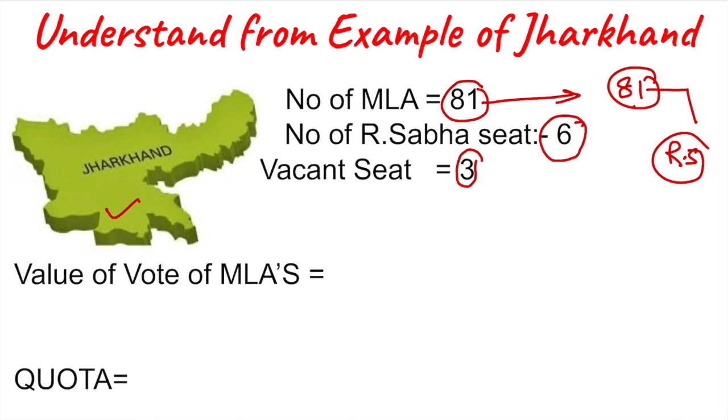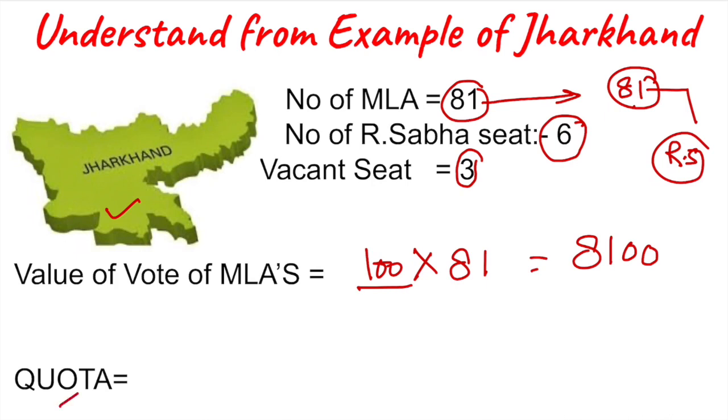But for that, we will have to find out the value of the vote of MLAs. The value of the vote of one MLA is 100, it is fixed. Now the total number of MLAs is 81. So basically the total value of the votes is 8100. Understood? And any candidate who is going to win the election must attain votes equal to the quota.